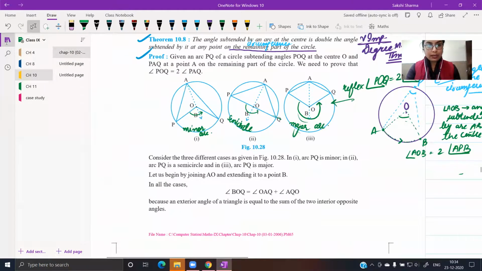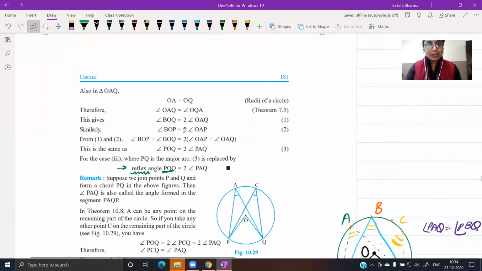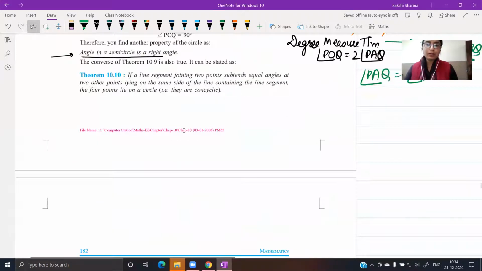After that, we have another conclusion here, theorem 10.10. If a line segment joining 2 points subtends equal angles at 2 other points lying on the same side of the line containing the line segment, the 4 points lie on a circle, they are concyclic. So quite a long sentence going on here.